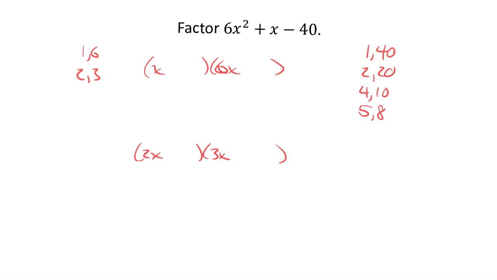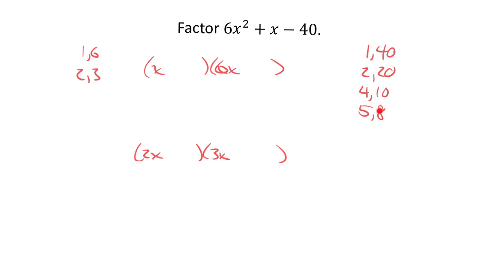I can also see now that 2 and 20 will be a bad choice because either 2 would go with the x and 20 with the 6, which would have a common factor of 2 over here, or I would put the 2 with the 6, which wouldn't work either. 4 and 10, for the same reason, I'm going to put 4 or 10 with the 6x, and of course those have a common factor, so I wouldn't do that.